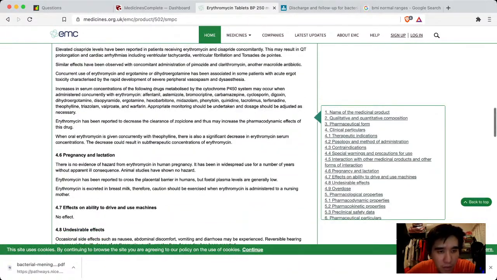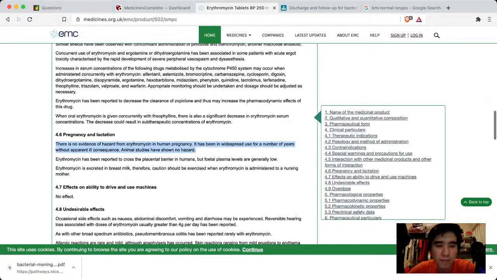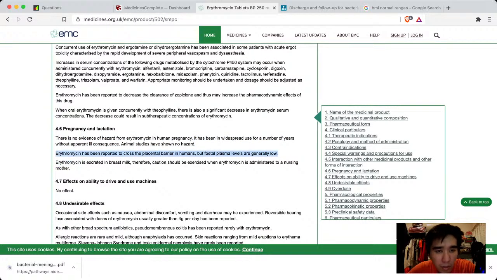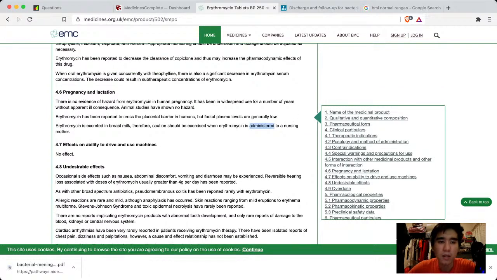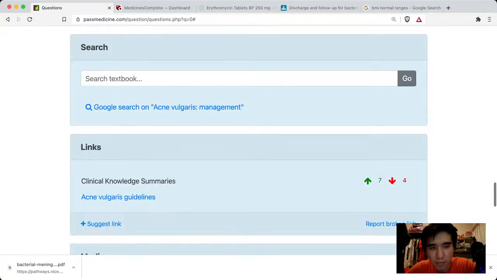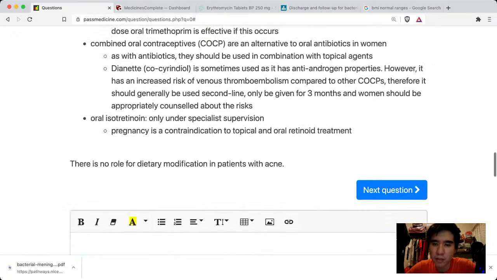Pregnancy. There is no evidence of hazard from erythromycin in human pregnancy. It has been in widespread use for a number of years without apparent ill consequence. Animal studies have shown no hazard. Erythromycin has been reported to cross the placenta barrier in humans, but fetal plasma levels are generally low. Erythromycin is excreted in breast milk, therefore caution should be exercised when erythromycin is administered to a nursing mother. Okay. So it has been used a long time and no problems so far. So it's quite safe in this respect, although it does cross the placenta.